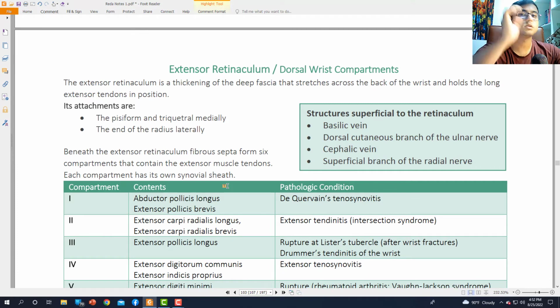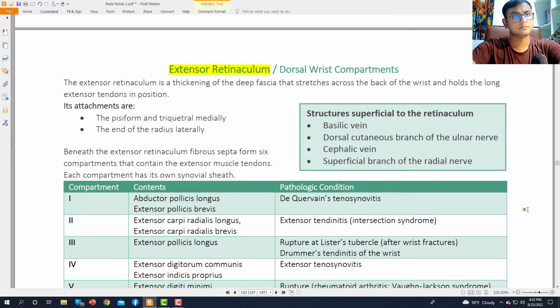Now the retinaculum. A retinaculum is a band-like structure present at the wrist. So this is the extensor retinaculum present here, and then the flexor retinaculum. Some structures go above the retinaculum, some structures go downward, under the retinaculum. So here is the extensor retinaculum, that is the extensor band.